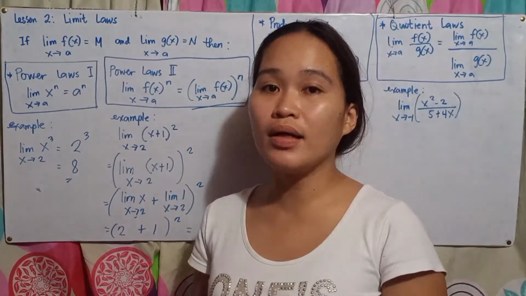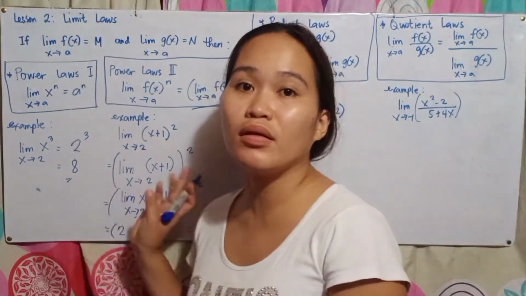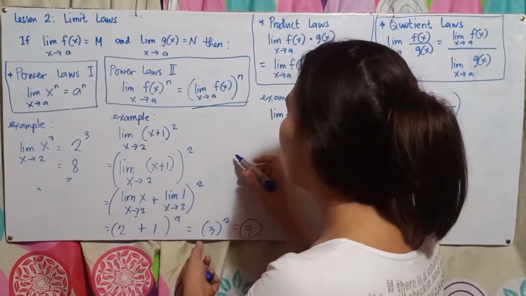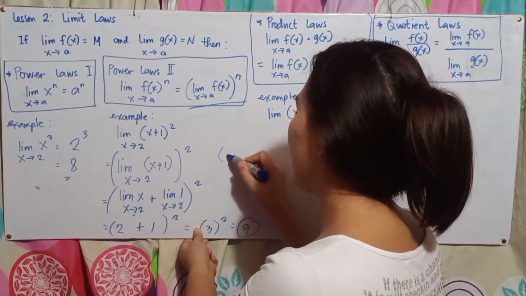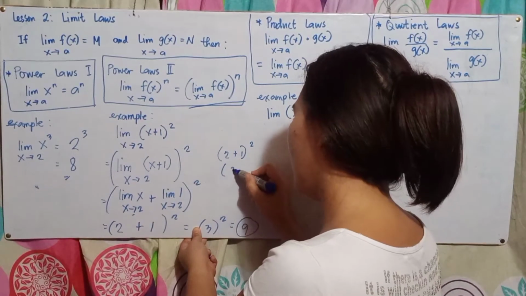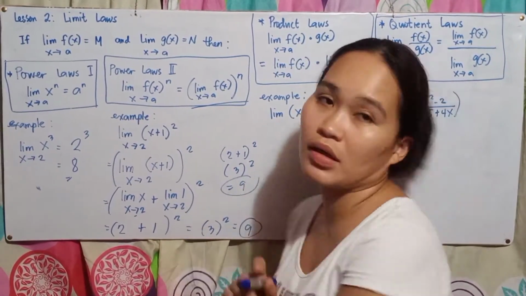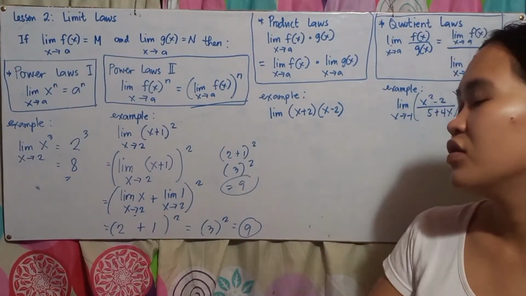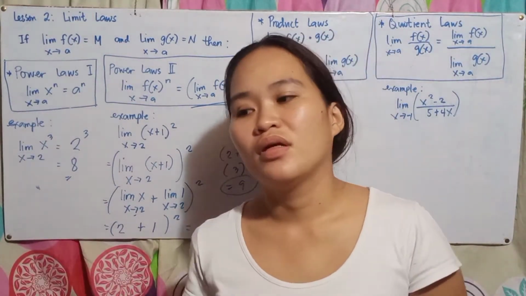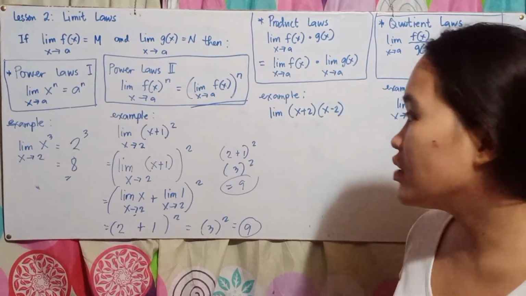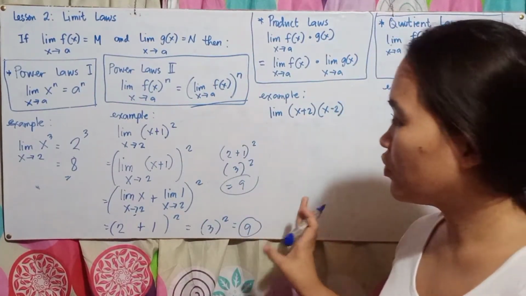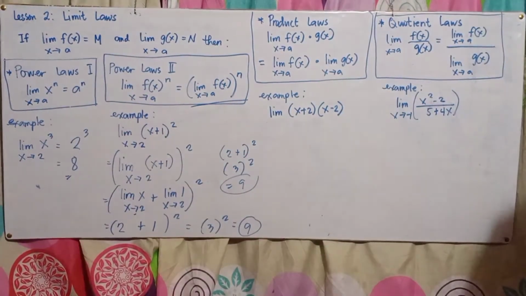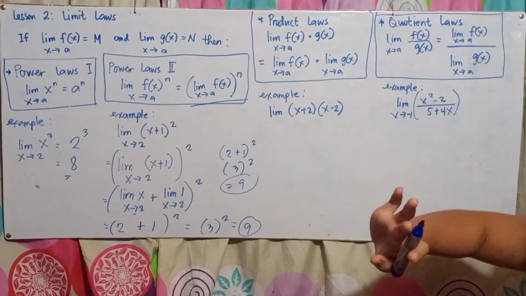So, if the limit laws process is required, that is the process. But if no process is required, you can directly substitute: 2 plus 1 raised to the power of 2, which is 3 squared. So, the result is the same, except that one goes through the limit laws process and the other does not. So, if the solution is abrupt or you only need the answer, and the limit laws process is not required, you can just use direct substitution. That is easier.